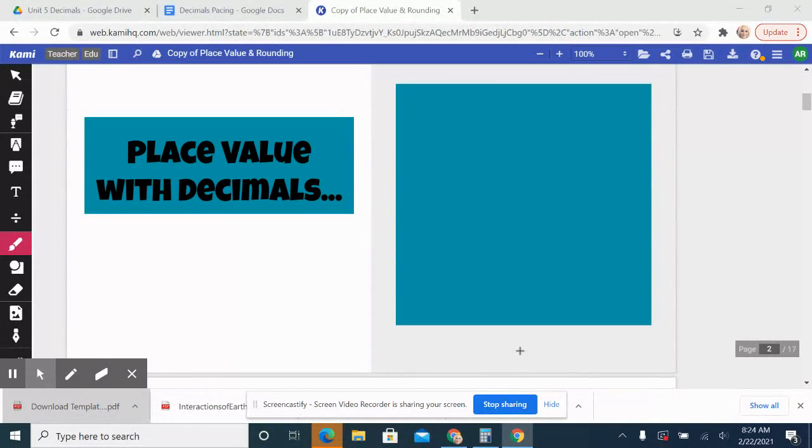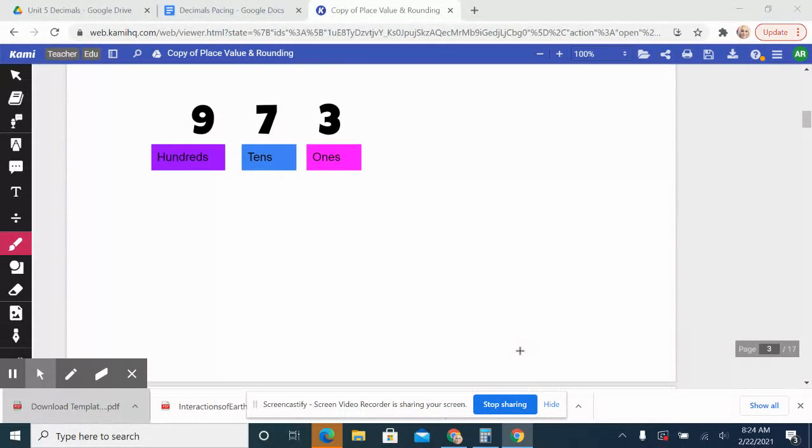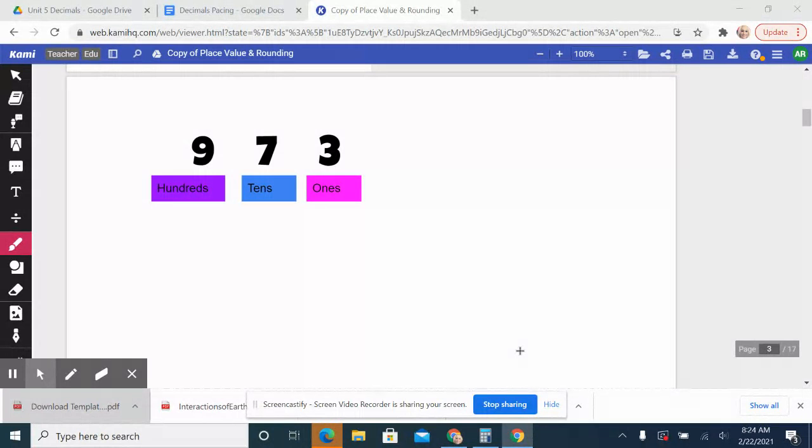So the first part of it is going to be place value with decimals. So this is, again, just reviewing how these things work. So remember that your ones place, right? That's going to be this 3, right? So the ones are your normal whole number, 1 through 9. And then your tens place, that's going to be this 7, right? So ones, tens, and then when you move left, that's going to be your hundreds. Right? So 973 is how you would say that number.